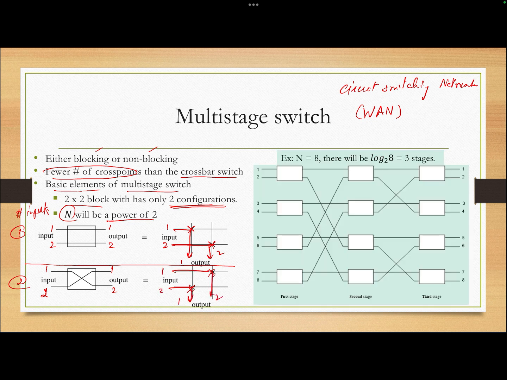And if you have n equal to 8, which is 2 to the 3, 2 cubed, so it's a power of 2, there will be 3 stages, which is log 8 base 2. So you have 8 inputs and 8 outputs, and you have 3 stages: stage 1, 2, 3.